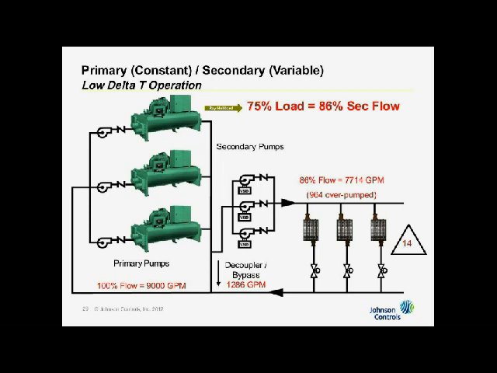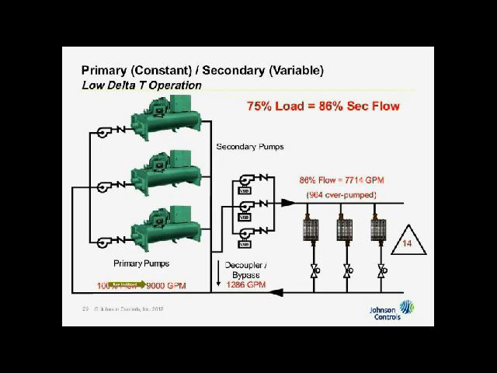So I'm now over pumping. Instead of having a need for 75%, which is 6,750 GPM, I've actually got 7714. So I'm over pumping 964. Okay? If I'm over pumping the 964, now I've got 1286 here and 9,000 here.